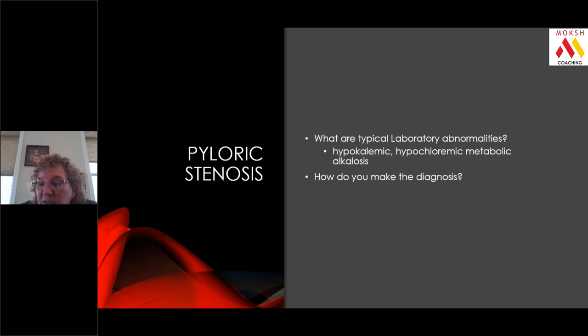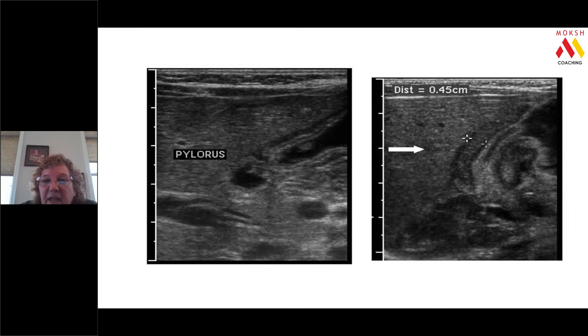How do we make the diagnosis? My favorite test in the world, ultrasound. And here are some very nice pictures for you showing how hypertrophied the walls of the pylorus get. As they get more hypertrophied, they get narrow, narrow, narrow, and then you can get a high degree of obstruction, which is why the kids vomit.